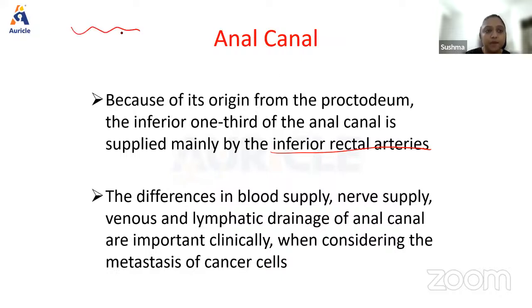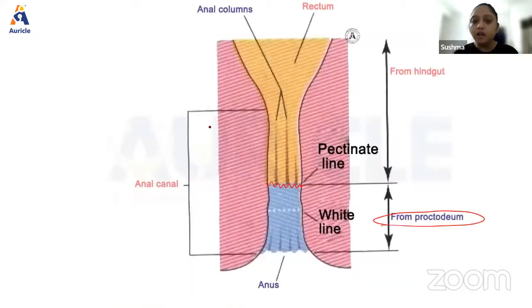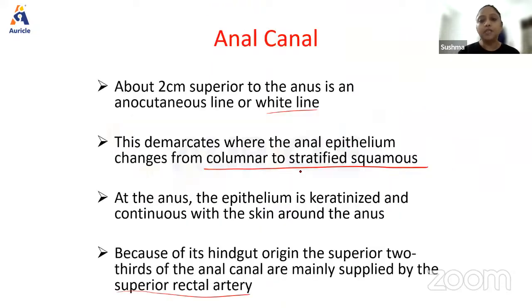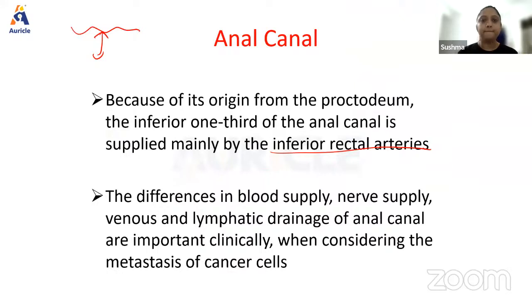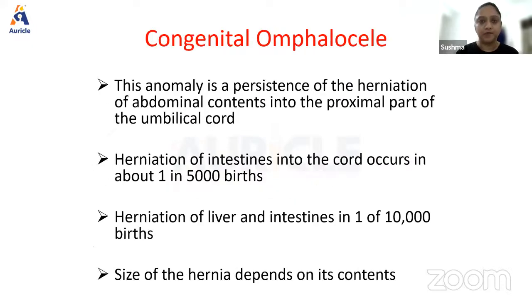So basically, below this pectinate line, we have something called the white line. The white line is the demarcation of the epithelium, which changes from columnar to stratified squamous epithelium. And also, the inferior 1/3 of the anal canal is keratinized epithelium as well.